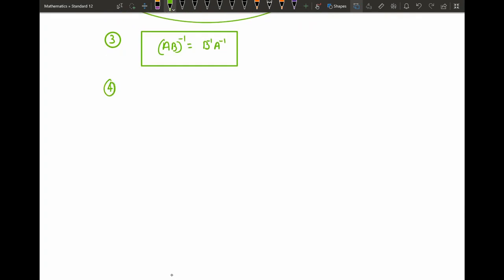We can also verify this result. A inverse, its inverse is also A. It is like inverse functions. So A inverse, its inverse is A. Another property is A transpose inverse is the same as A inverse transpose.